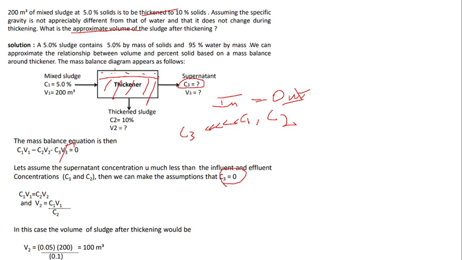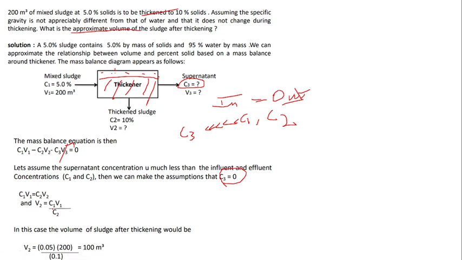We know the concentration initially in the mixed sludge, which is 5%, and the initial volume is also known. The final concentration is also known. It is very easy to find the volume. The only assumption you have to take is C3 as 0, because of its negligible concentration.